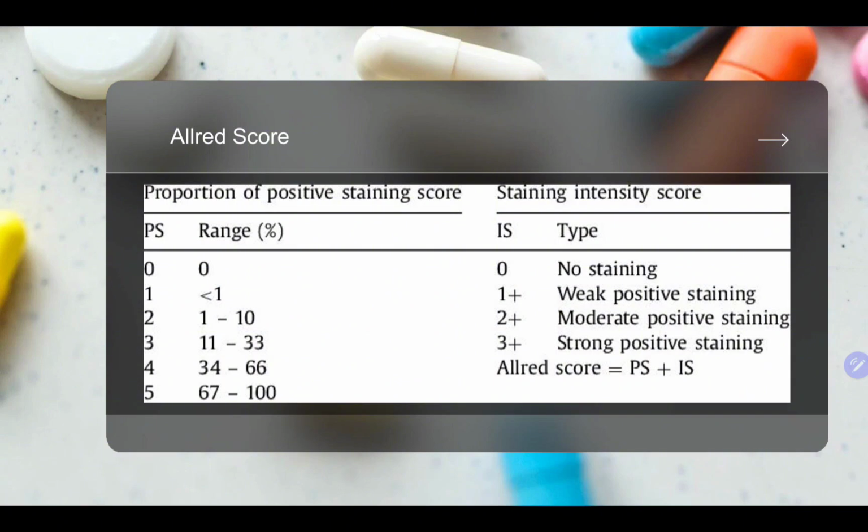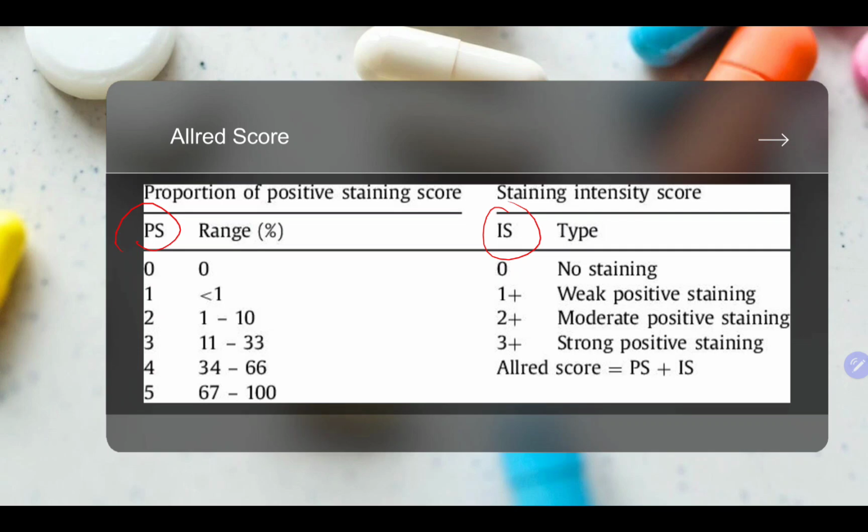So we have what's called the Allred score. Once again, not everything that undergoes IHC will have an Allred score. We have the PS and the IS. PS stands for the proportion score. IS stands for the intensity score. Sometimes medtechs are tasked to read the proportion score, and then the doctors read the intensity score.